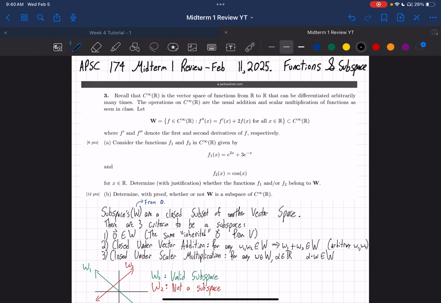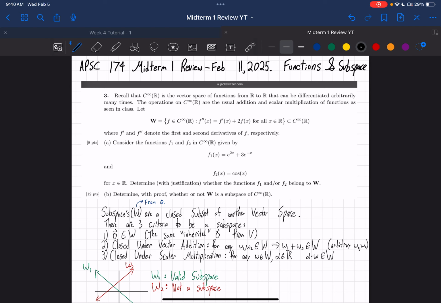So going over the first question here, we have that C infinity, which is essentially the vector space of functions from R to R that can be differentiated arbitrarily many times. This is an idea of a smooth function. You can infinitely differentiate or integrate, I think, and your function will still be smooth. It will still be continuous. You can still take the derivative no matter where. And this is a vector space.